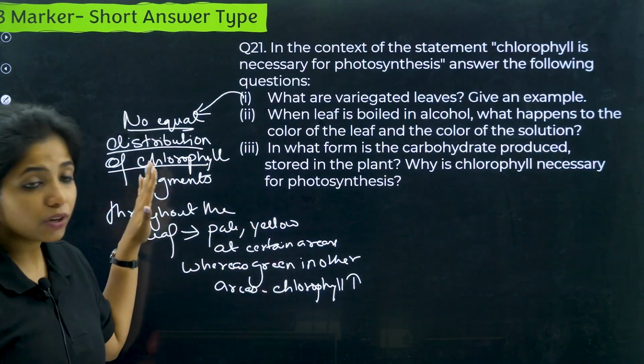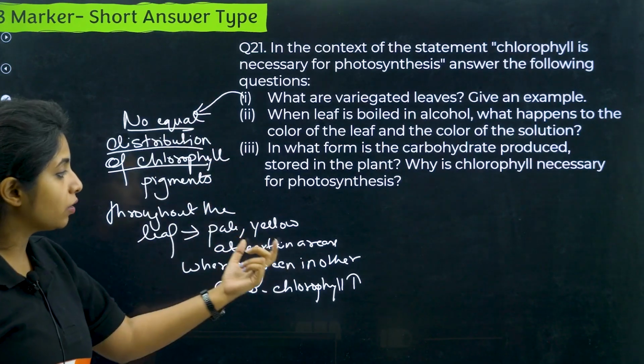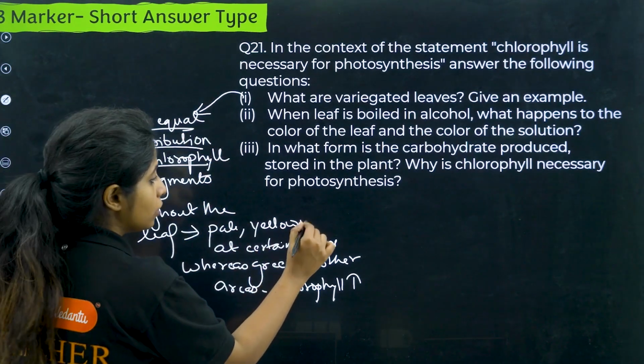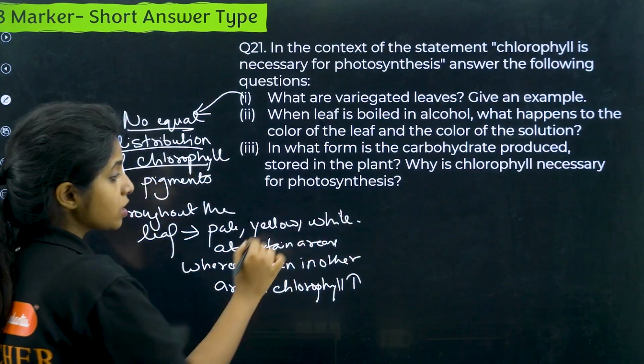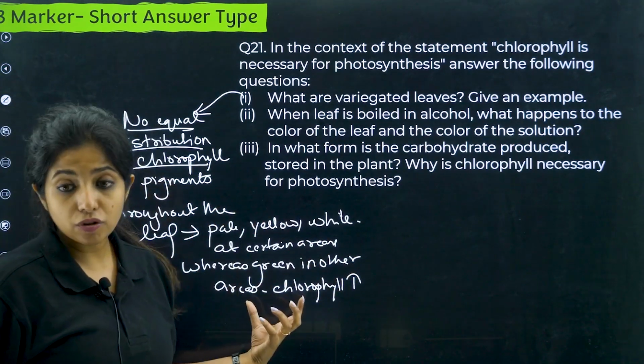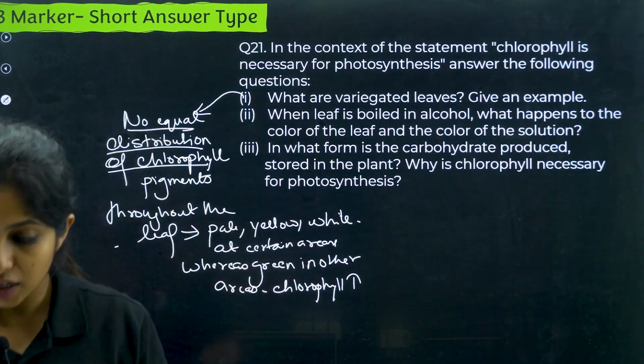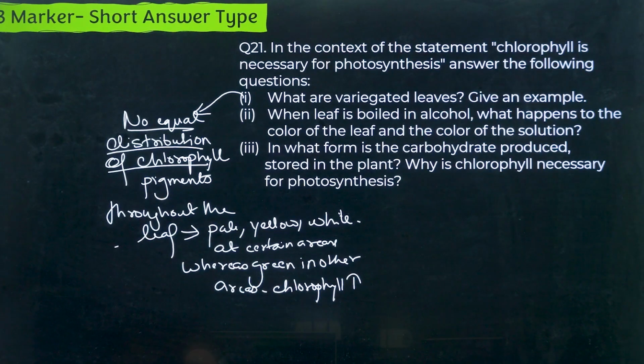Now this is something that you are explaining, you are associating this and trying to explain that sometimes it can be pale or yellow at certain areas, or it can be white also because of the lack of chlorophyll. Whereas green in color in other regions because it has enough chlorophyll. Now just give me a second, I need to add one more thing in the slide.